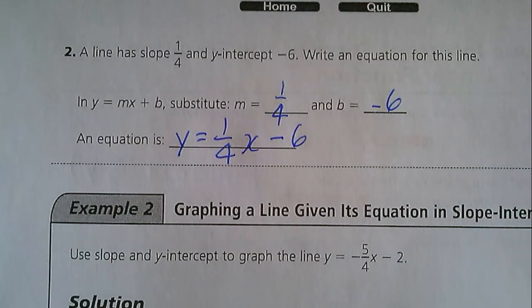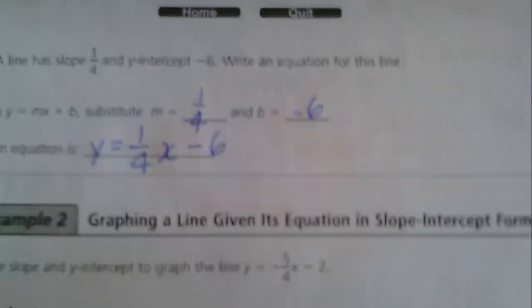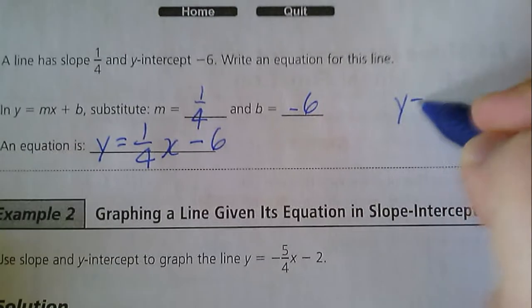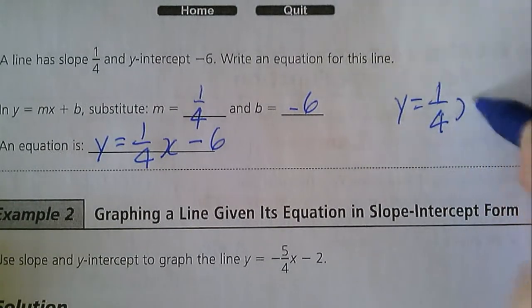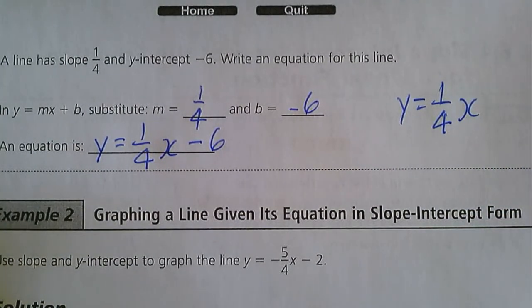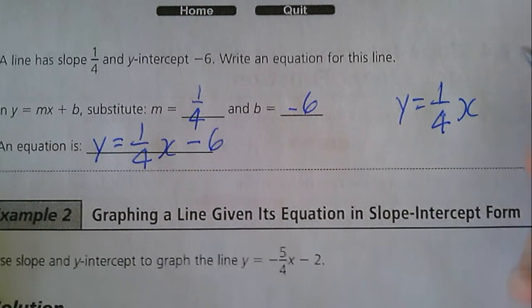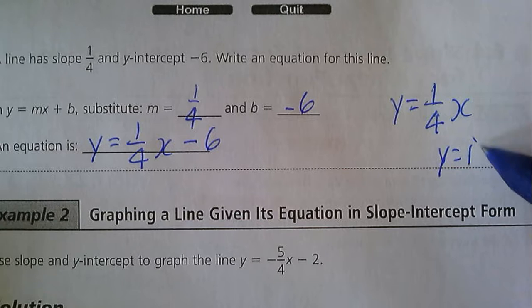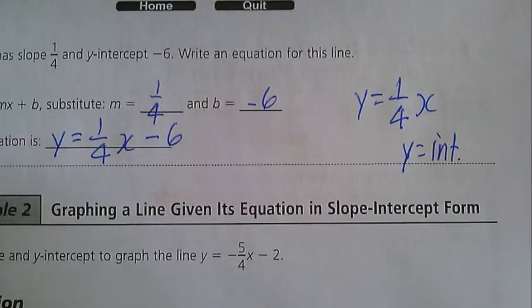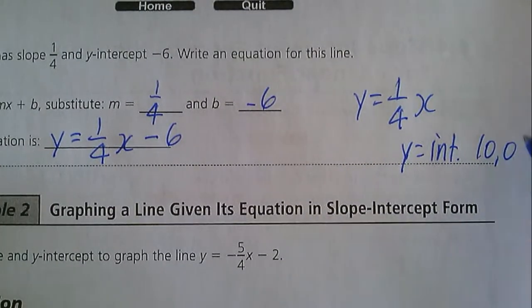Now, we haven't come across a question like this yet. However, if we were given an equation and there was no b value given, so let's say the equation looked something like this, y equals 1 over 4x. In this case, since we're not given a number, that means that our y-intercept is actually going to be at the origin, which is at (0, 0).